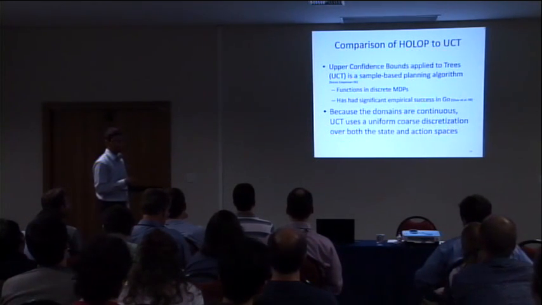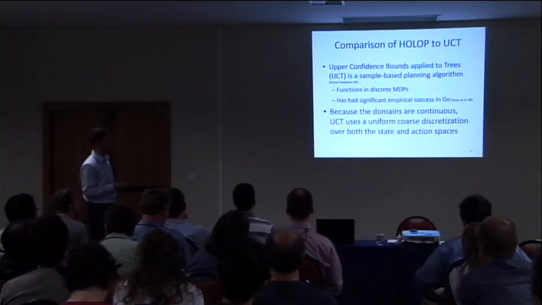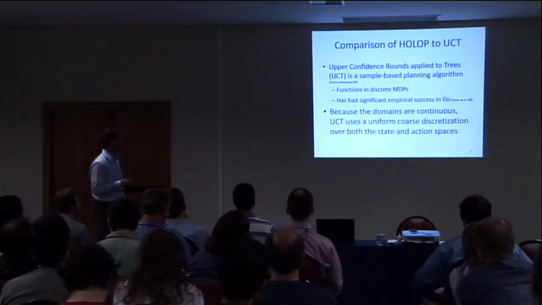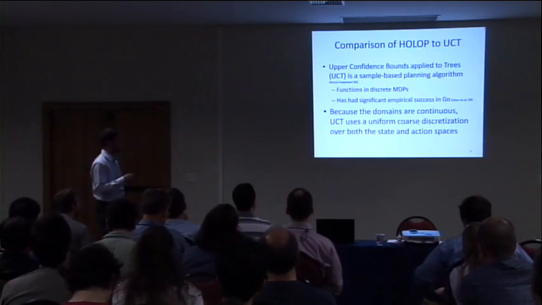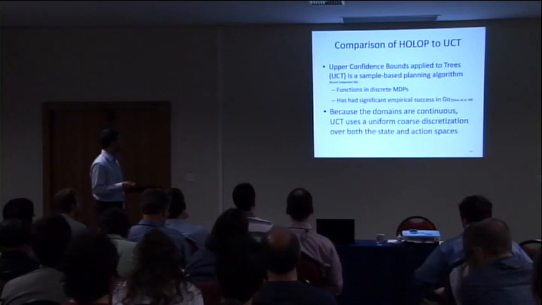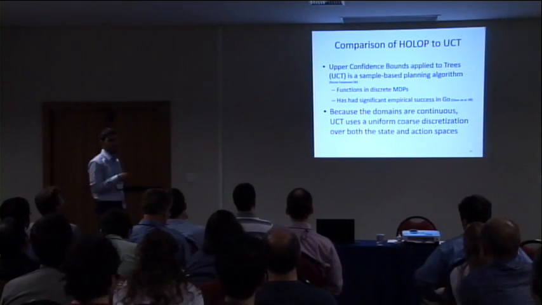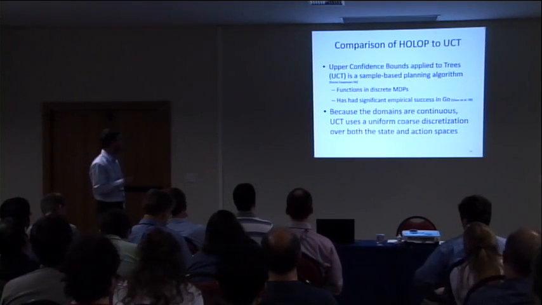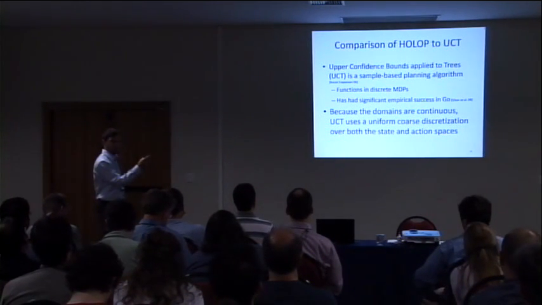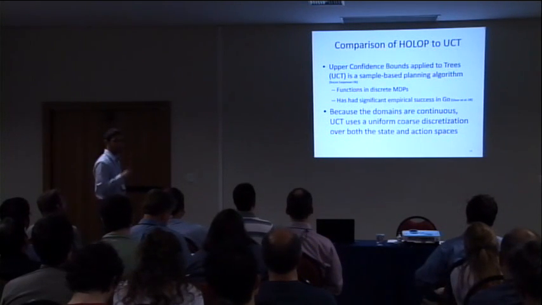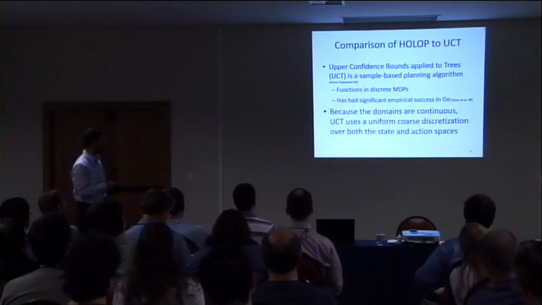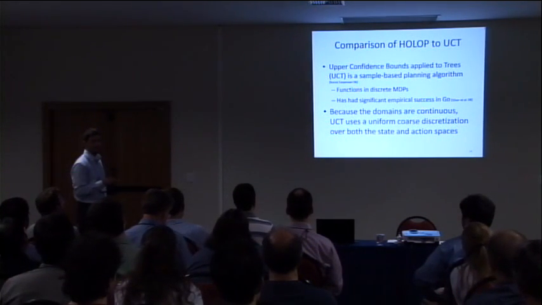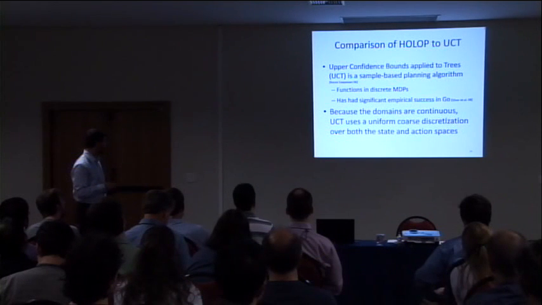So now I'm going to compare HOLOP to UCT. For those who aren't familiar, UCT is an algorithm that's become very popular over the past few years. It stands for upper confidence bounds applied to trees, and it is also a sample-based planning algorithm that uses results from bandit literature. Just as HOLOP is designed for continuous MDPs, UCT has UCB1 inside of it that controls the policy for finite MDPs. It is a very powerful algorithm, considered state-of-the-art for a lot of areas, including planning and Go.